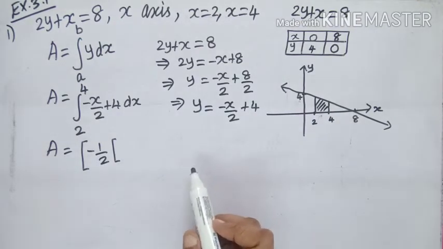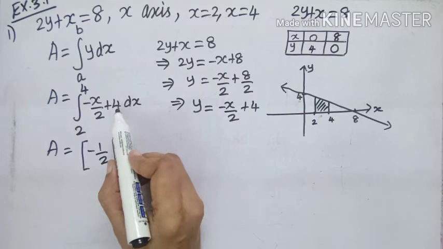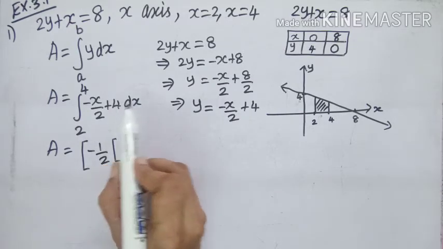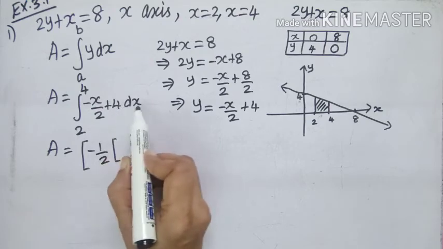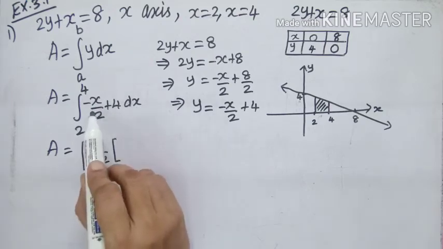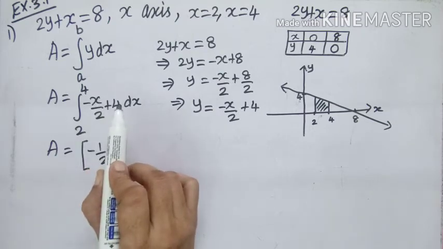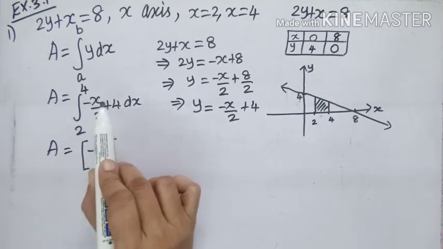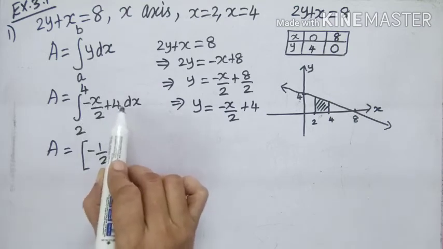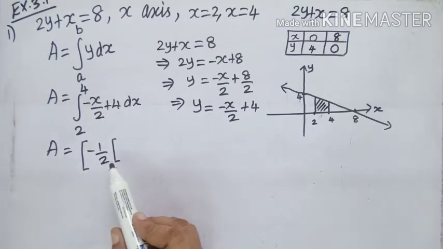Mostly we come across constants. A constant will become into x. 4 means 4x, 5 means 5x. So 4 dx is coming, so 4 would become 4x. x will become x square by 2. x square will become x cube by 3. So remember, these are very basic formulas that we only come across in this exercise.